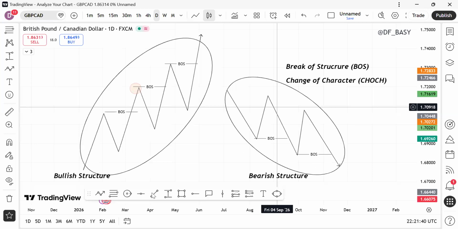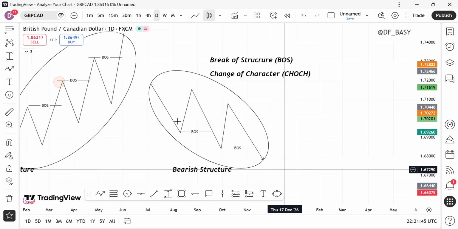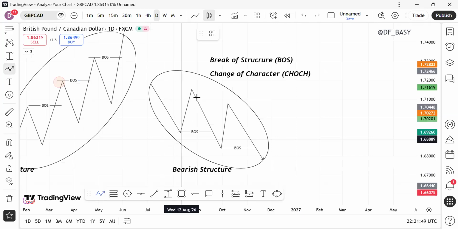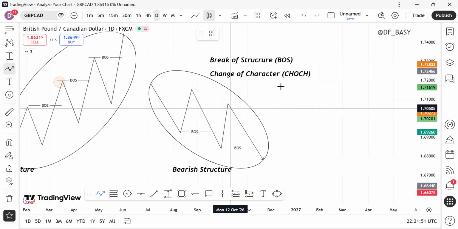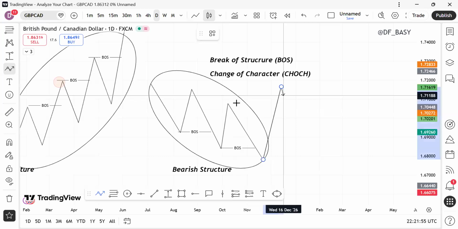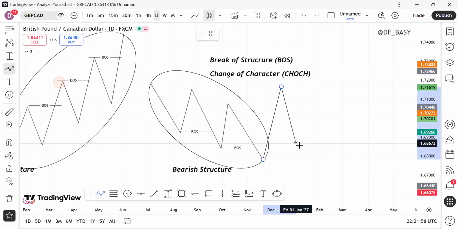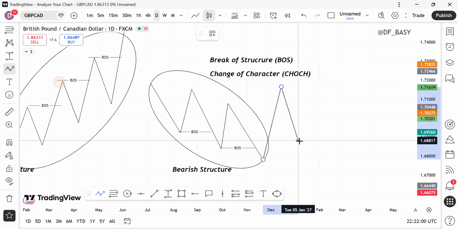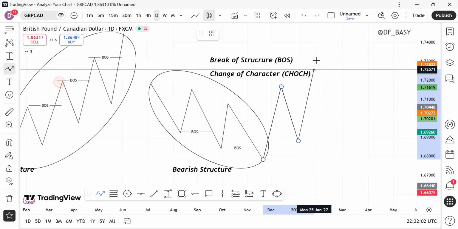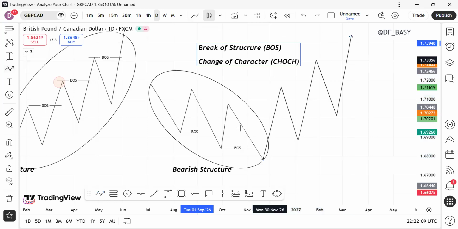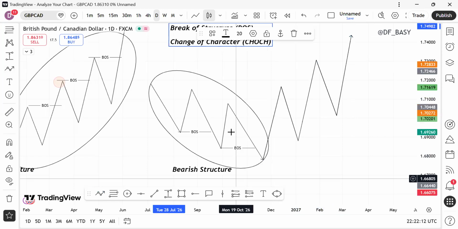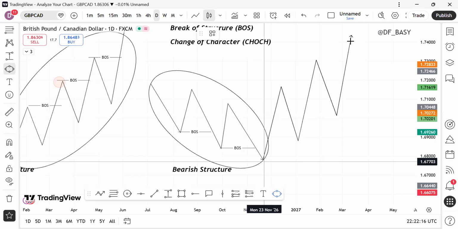So now how does your change of character come in? Let's say this market is bearish. It's break of structure to the downside, break of structure to the downside, break of structure to the downside. The next thing you have something like this. It takes out this higher low, creates another higher high, breaks again to the upside, creates again. Now, have you seen that this market is no longer bearish? It has changed from being bearish to being bullish over here.